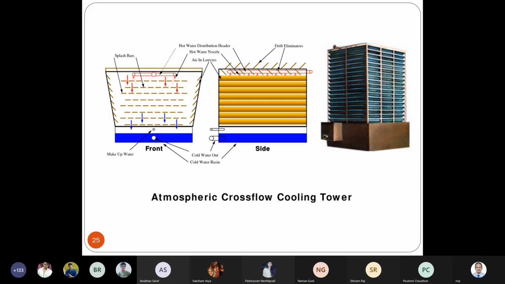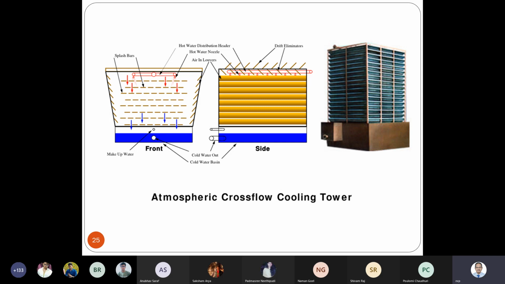Then I'm giving an example of regular packing that is found in the cooling tower, mostly the atmospheric cooling tower. I don't know whether you have seen this type of cooling tower so far, right? But in our campus there are several. I think you might have seen them outside our central library, and outside the biotechnology department. So we have this kind of cooling tower. It's called an atmospheric cooling tower.